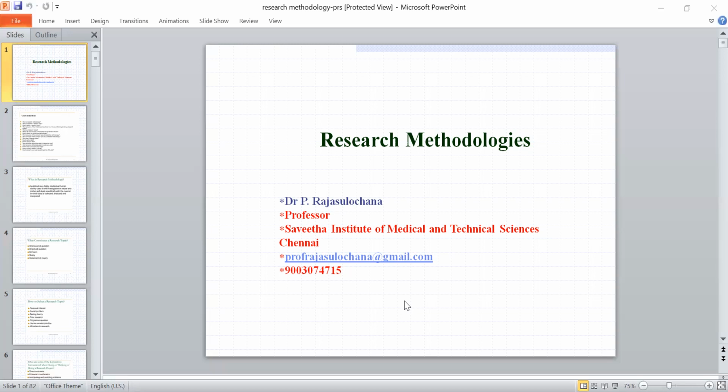What is research? What types of questions will arise? In research methodology, novelty is very, very important. Even if you do basic research, novelty is important. You know very well what novelty is. Even a small work should use novel methods.